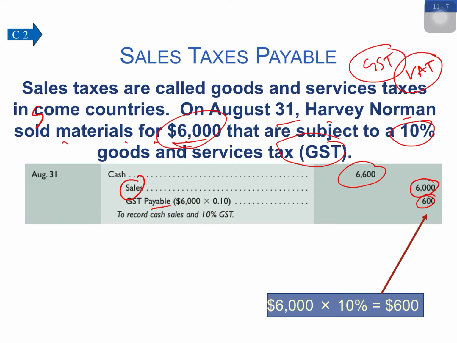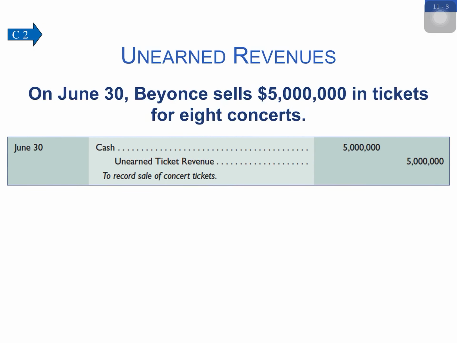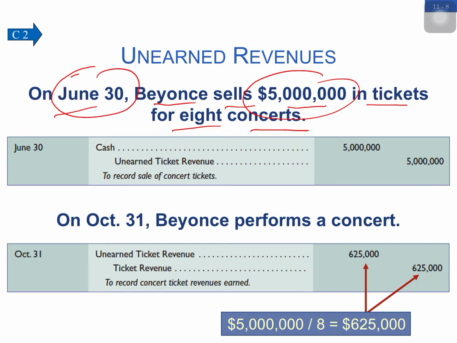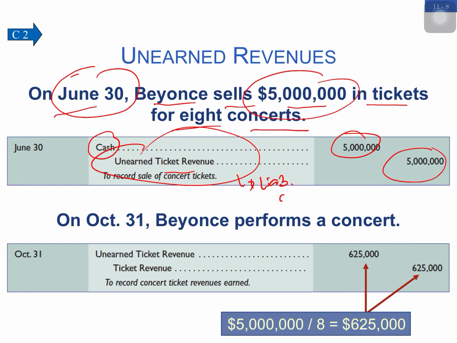Unearned revenue. On June 30, Beyonce sells 5 million in tickets for 8 concerts. In this example, Beyonce just sells the tickets on June 30, but Beyonce still has not performed the concert, still not doing the obligation. So Beyonce will record cash 5 million and unearned ticket revenue 5 million. Unearned ticket revenue, or unearned revenue, is a liability, or debt.